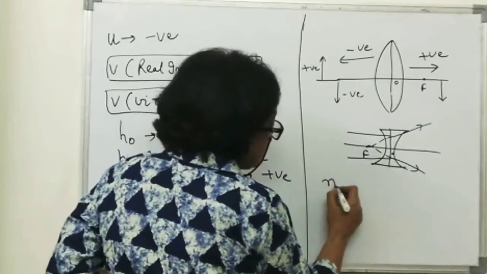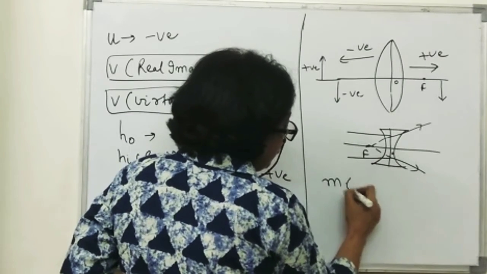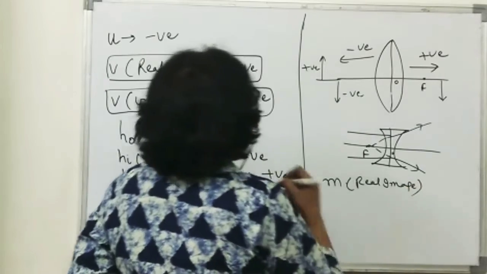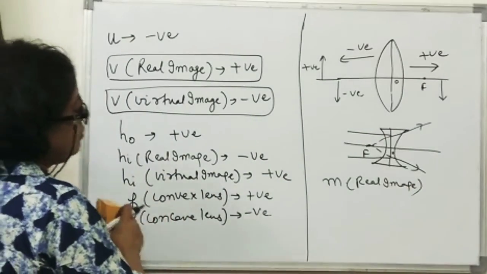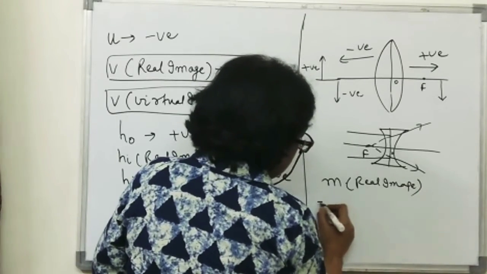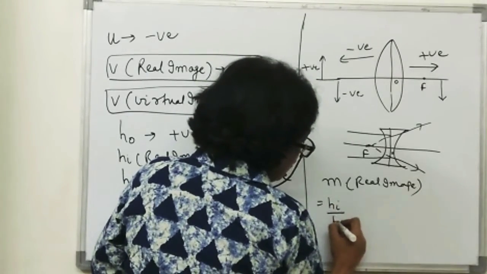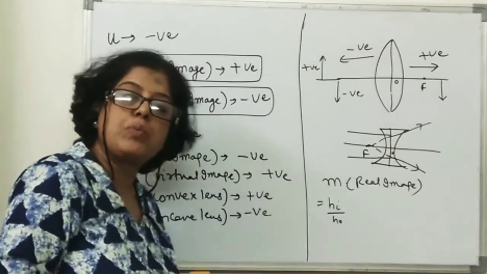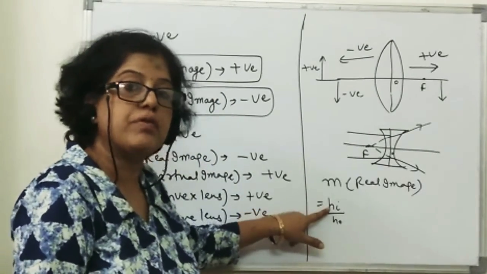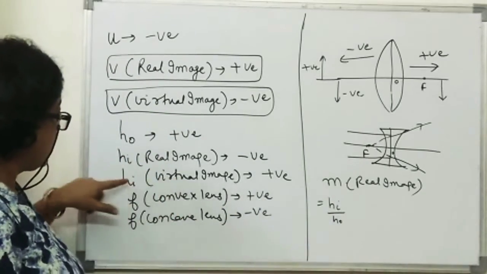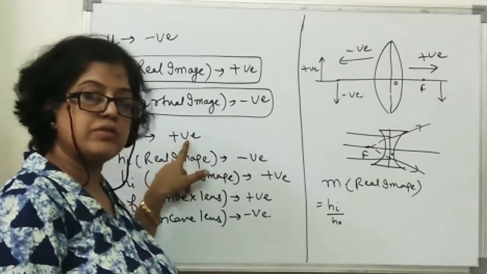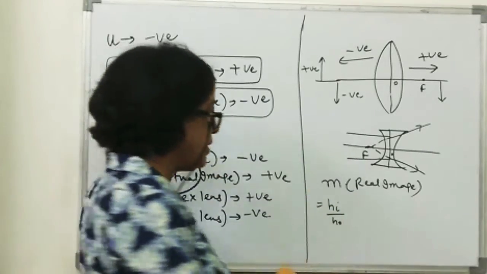Now magnification. What will be the sign for magnification of a real image? We know that magnification is HI by HO, height of image by height of object. And for a real image, height of image is negative. Height of object is always positive. So M for a real image will be negative.